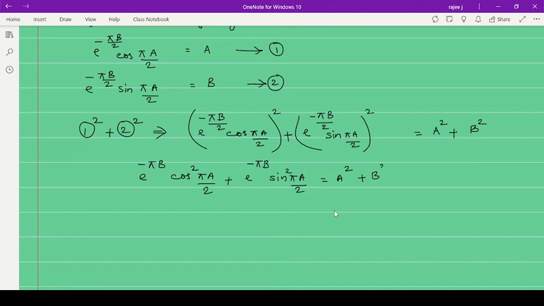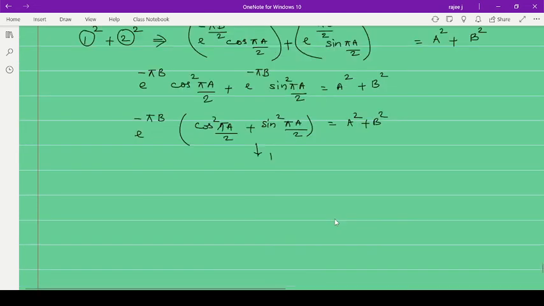Now you see e raised to minus pi b is common in both. So e raised to minus pi b into cos square pi a by 2 plus sin square pi a by 2. Like cos square theta plus sin square theta equal to 1, this is 1. Therefore we got a square plus b square is equal to e raised to minus pi b. Okay, this is one part.